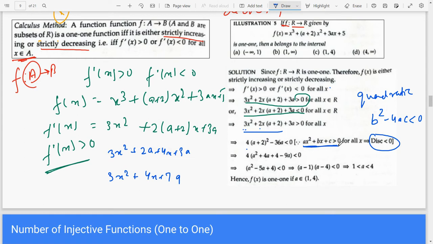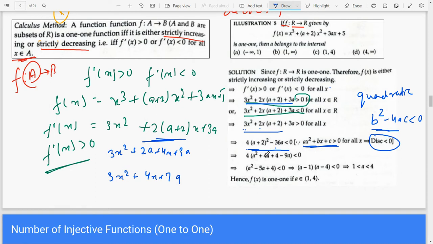If the quadratic equation is greater than 0, this means that the discriminant should be less than 0, and the discriminant is b square minus 4ac. So you can calculate it from here, which is 4a plus 2 whole square, minus 4 into a into c. What is minus 4? Minus 4 is minus 4, a is the 3 and c is the 3a, so 4 into 3 is 12, meaning 36a. So this should be less than 0.